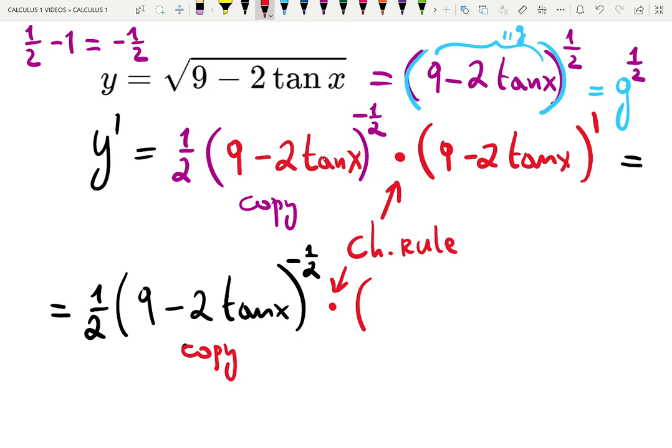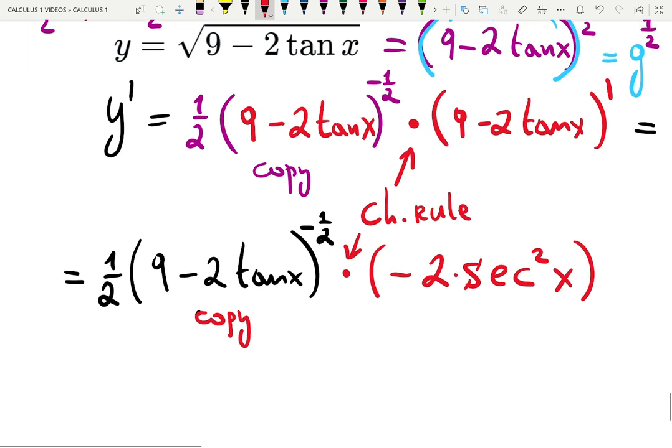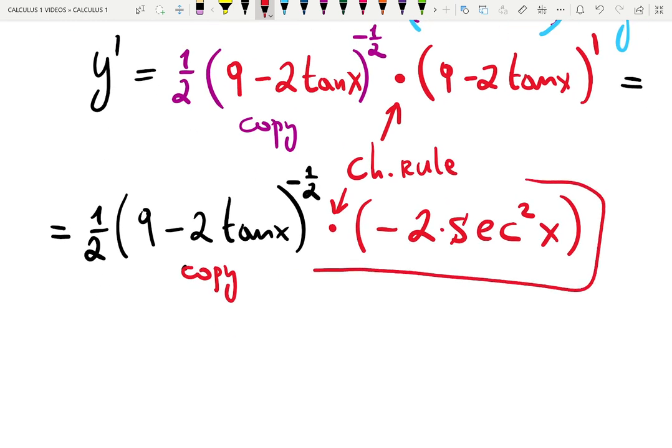9 gives you 0. Minus 2 tangent becomes minus 2, correct, secant x. Did you say it out loud? You should, because that's how it's more fun to watch videos. Negative 2 secant squared x. And that is the final answer.